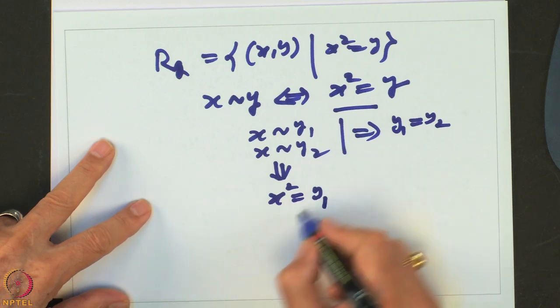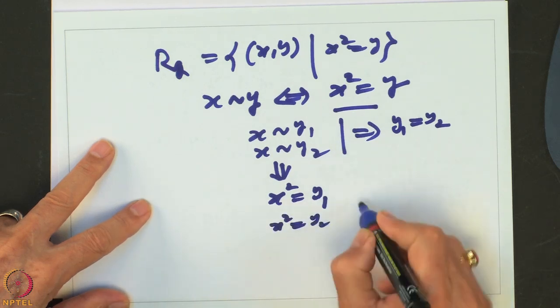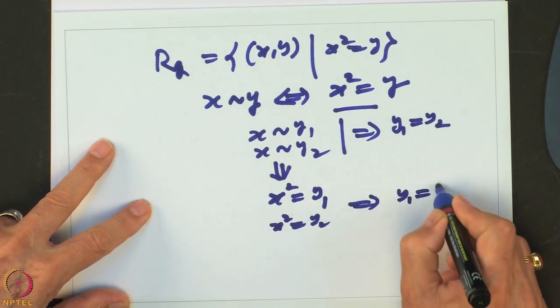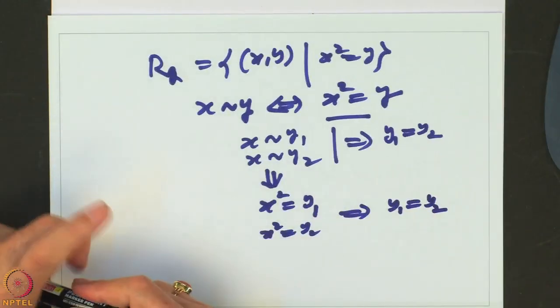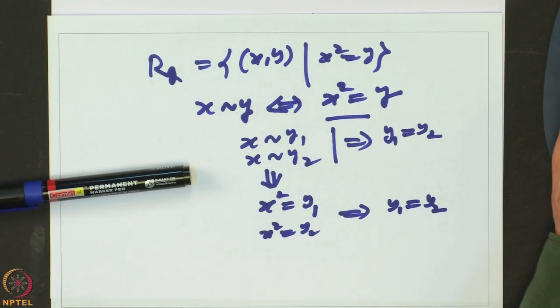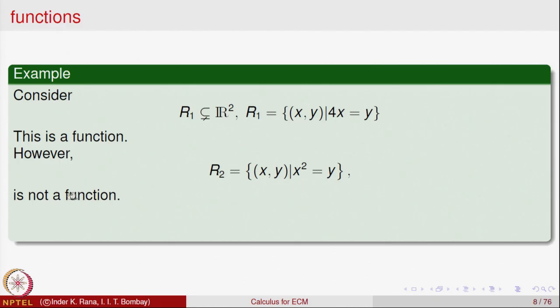If x is also related to y2, then x square is equal to y2. So that implies y1 is equal to y2. So, this is actually a function. Here is a typo: the claim that it is not a function is not true. This actually is a function.